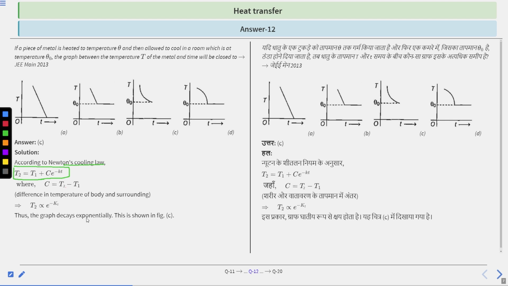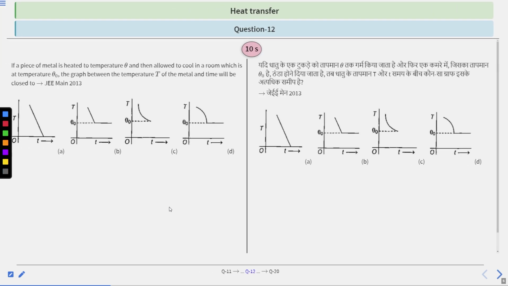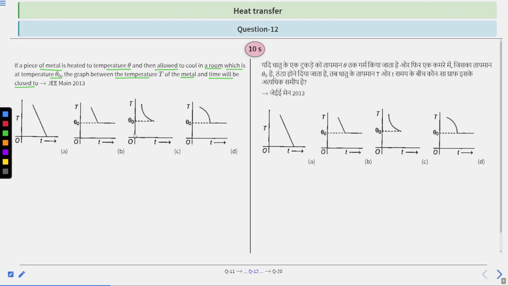Thus, the graph decays exponentially. So, which one decays exponentially? This is no. This is a straight line. This is not. This one decreases exponentially. So, C is correct. Option C is correct. Clear? Next question.